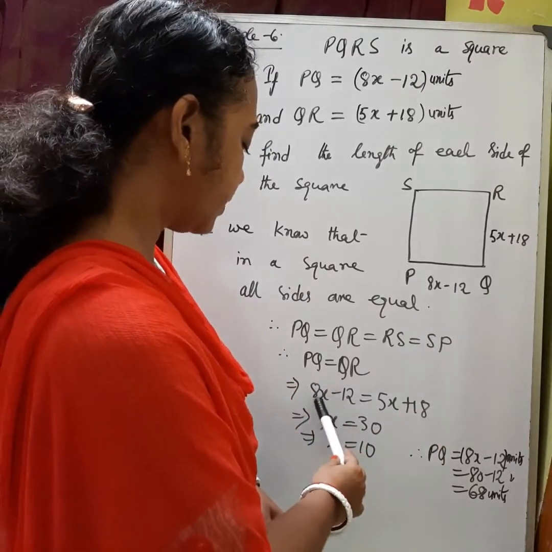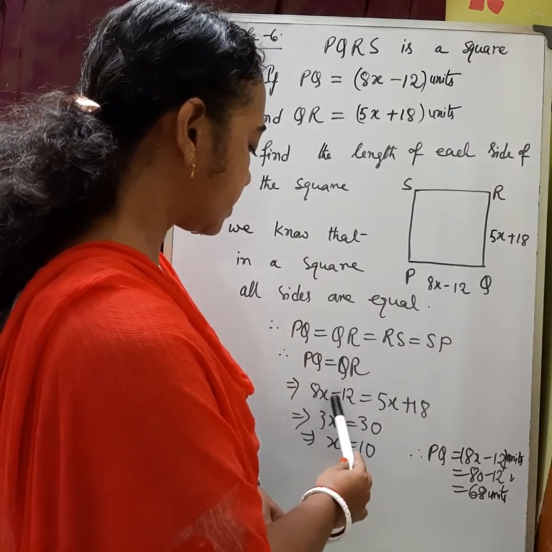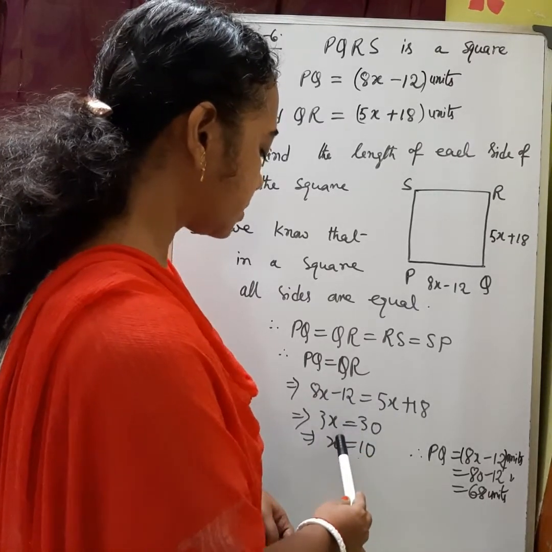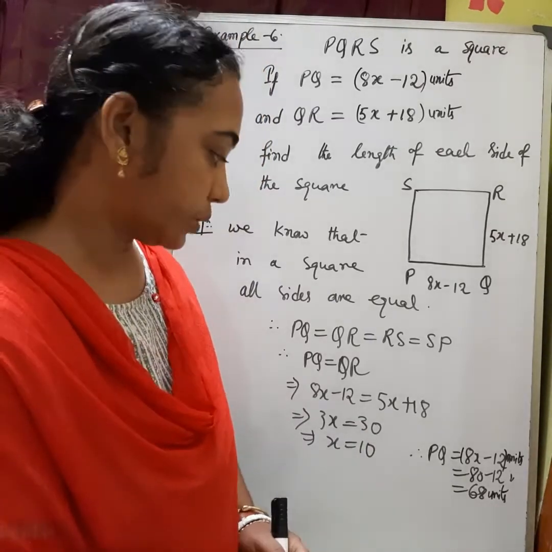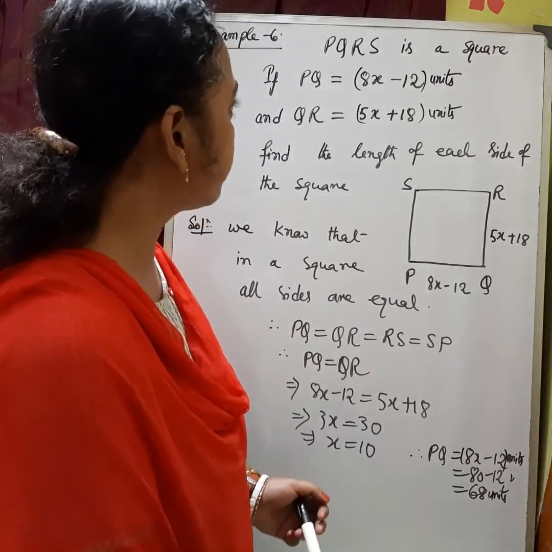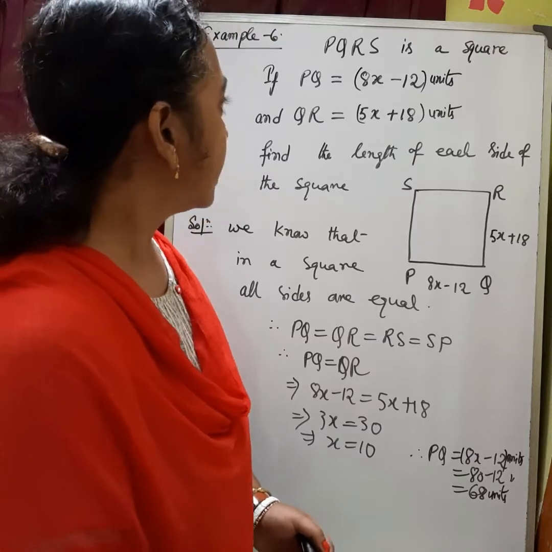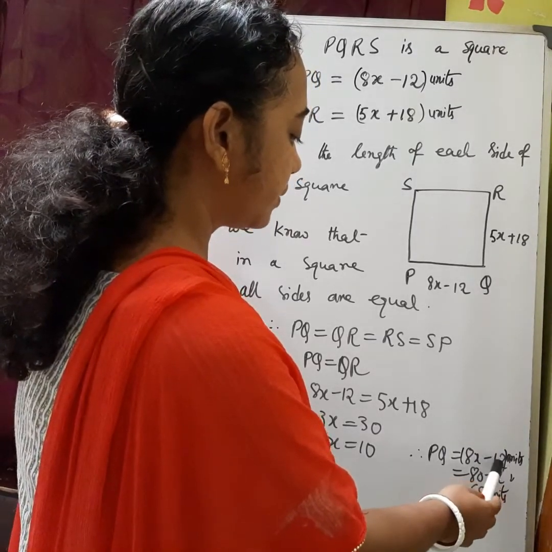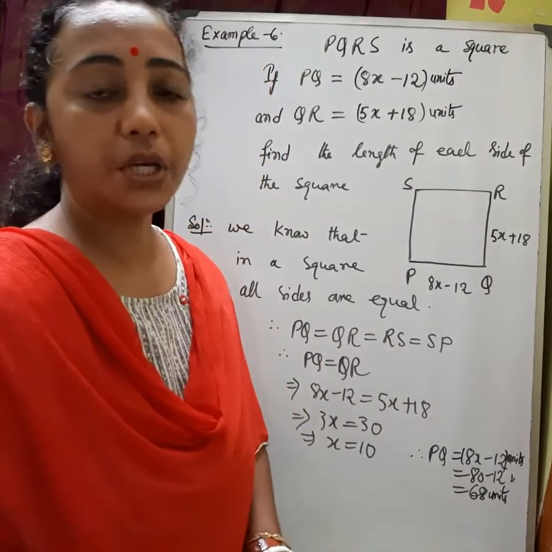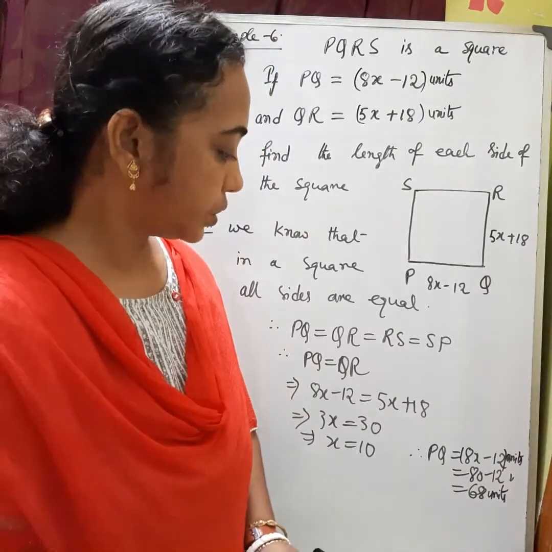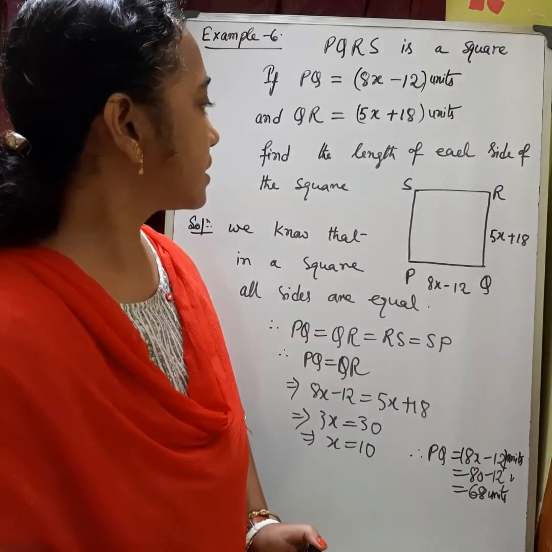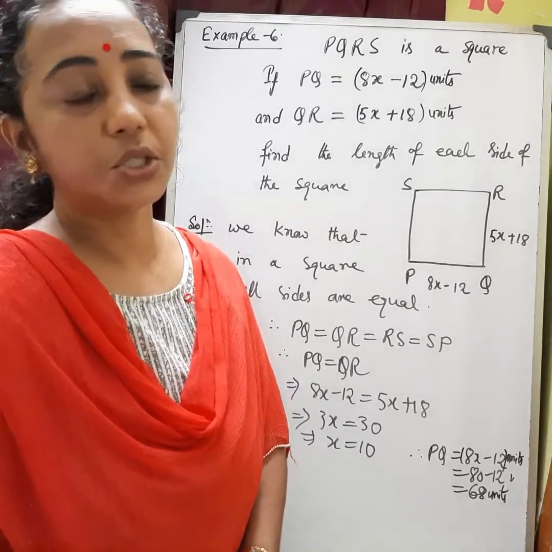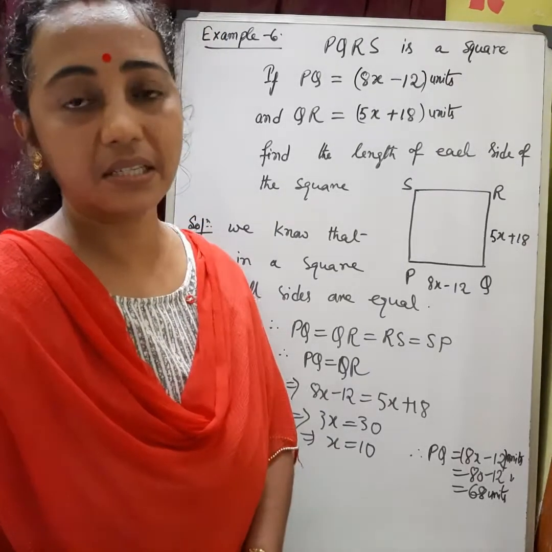We put the values given in place of PQ and QR, that is 8x minus 12 is equal to 5x plus 18. If we solve this equation, we get the value of x is equal to 10. So we put the value of x equal to 10 in PQ. So we get (8 multiplied by 10 minus 12) units. That means we get PQ is equal to 68 units. In this question it is asked to find the length of each side of the square. So the length of each side of the square in this question is 68 units.